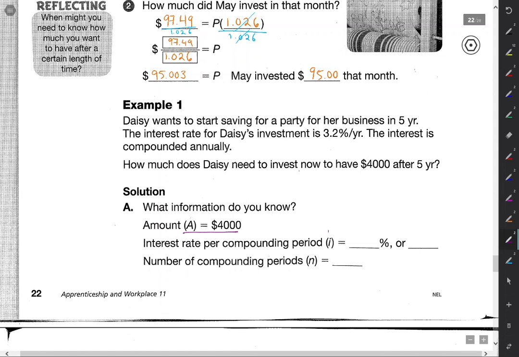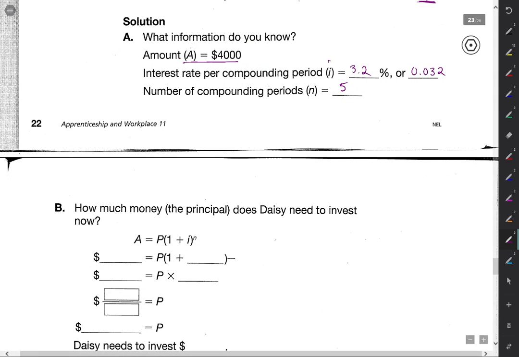So that's I, or a lowercase r, I like to look at it as. So that is 3.2%, or in other words, 0.032 when we plug it in our formula. And then let's look at the amount of compounding periods. So again, it's compounded annually. So that's once a year, which makes things easy for us. Once a year. And we know it's going for 5 years. So the amount of times they're going to collect that interest in the 5 years is 5 times, because once per year. So now how much money, the principal or the initial amount, does Daisy need to invest now?